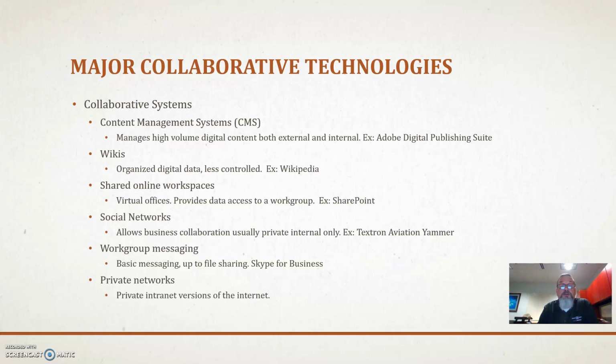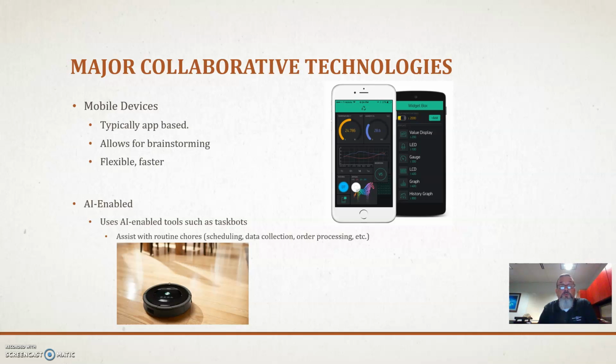There are also two more other forms that are available. One is mobile devices. It's typically an app-based type of system, such as Slack, which is referenced in our textbook. These allow for brainstorming. They're usually faster and more flexible in getting responses from team members on your project.